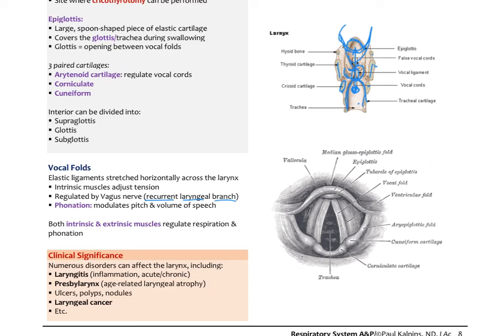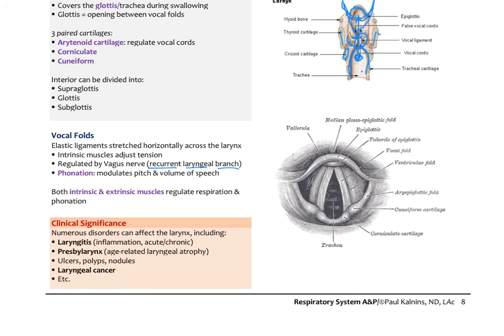Now, where is this significant clinically? Well, there are a couple of disorders that can affect the larynx. So obviously laryngitis, that would be inflammation of the larynx, and that could be either acute or chronic.